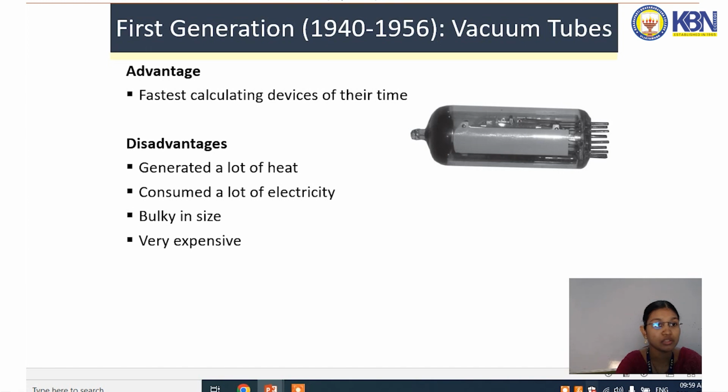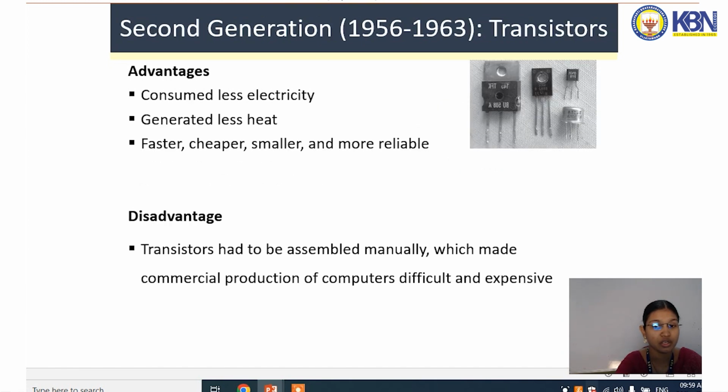The first generation of computers was from 1940 to 1956, and it used vacuum tubes. The advantage of the first generation is that it was the fastest calculating device of that time. Coming to disadvantages, it generated a lot of heat, consumed a lot of electricity, was bulky in size, and was very expensive.